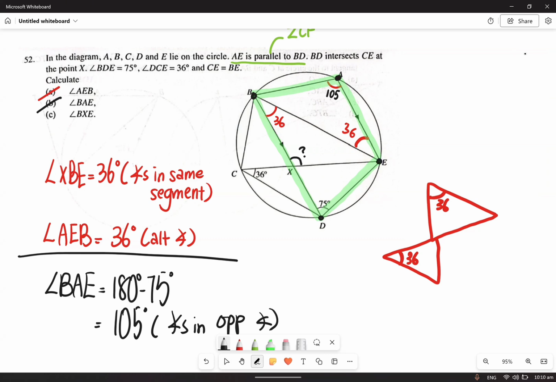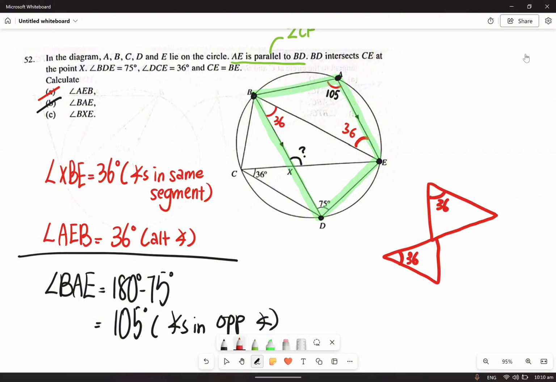Wait, but BX and AE are parallel. BX and AE parallel. Yeah. Go on. But this is in a circle. If it's outside a circle, yeah, I agree with you. But because it is in a circle, things will be a little different, okay?